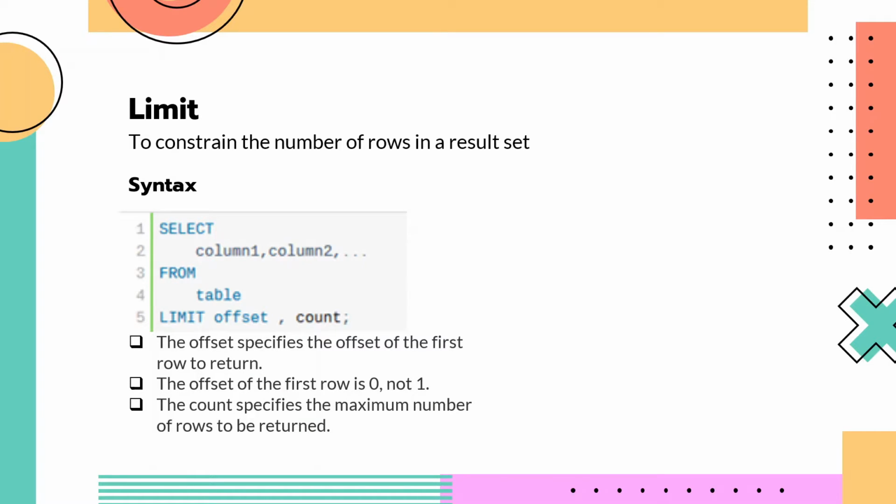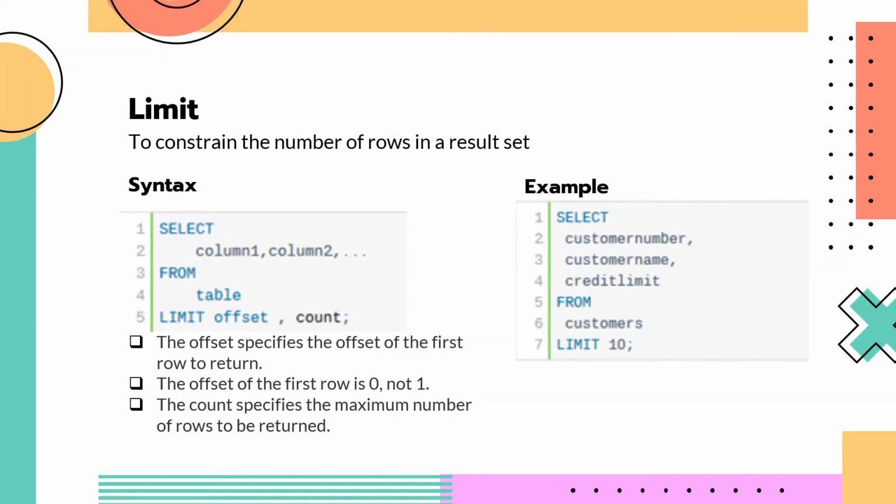The offset specifies the offset of the first row to return. The offset of the first row is 0, not 1. So if we want to start on record 16, we use offset 15. And the count specifies the maximum number of rows to be returned. On the right side, we can see the example to use the limit clause. For example, select customer number, customer name, and credit limit from the customers table, and then limit 10. So it will return 10 records from the data and start from the first data.